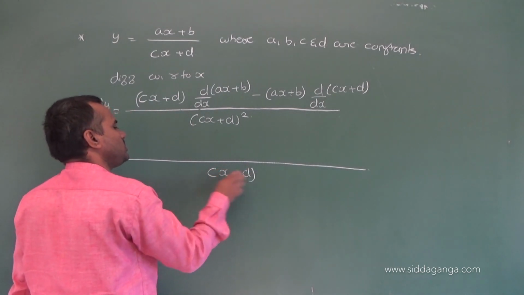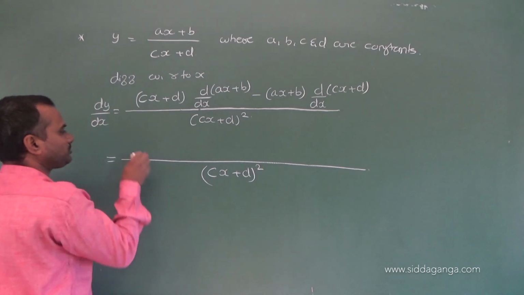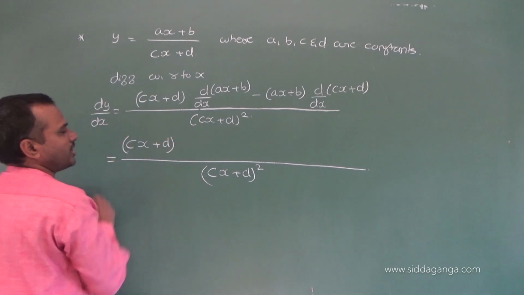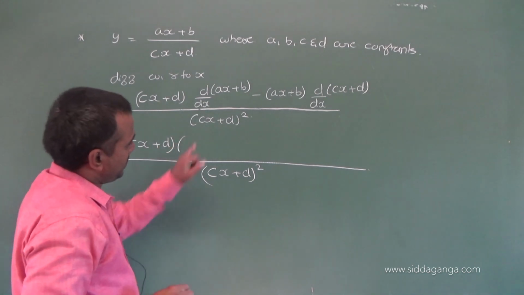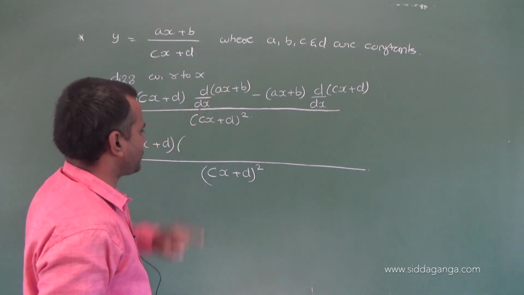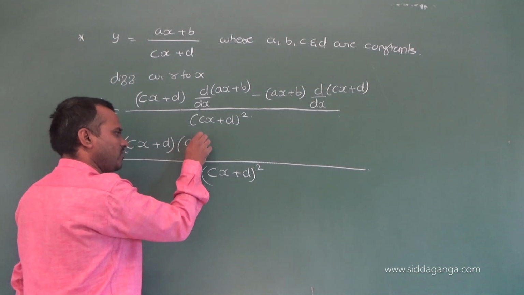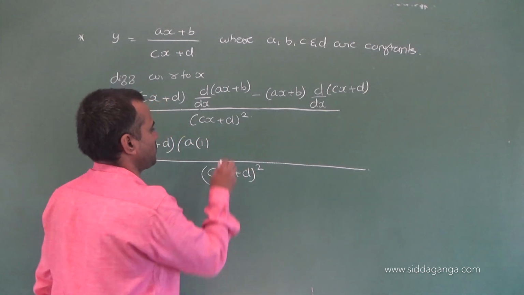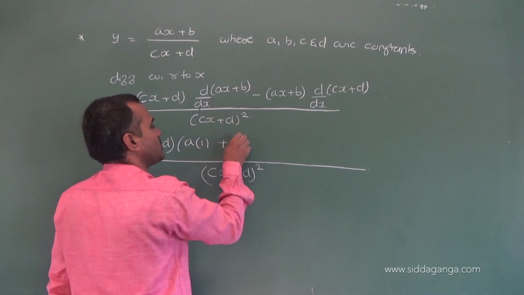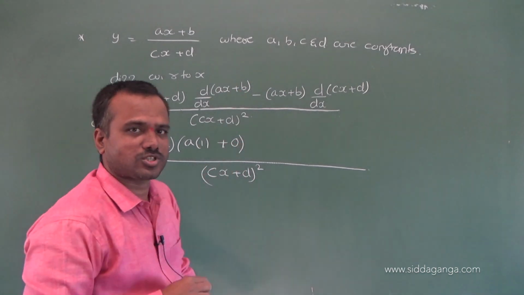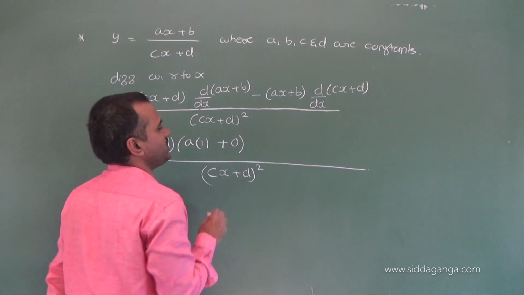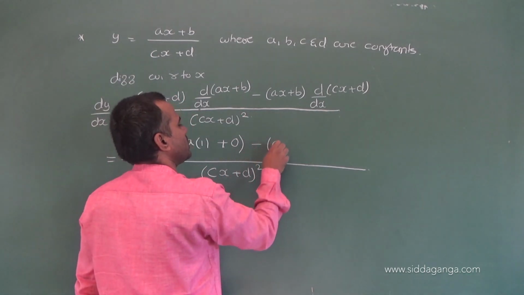cx plus d whole square, cx plus d into derivative of a into x. A is a constant. Derivative of x is 1. Constant into function plus derivative of only the constant. What? It is 0. Correct. Derivative of b, constant, is 0.